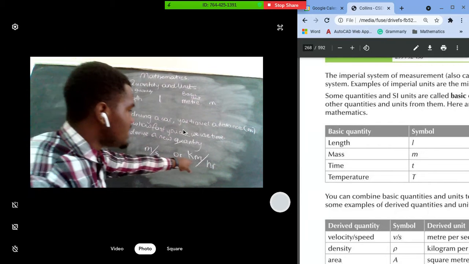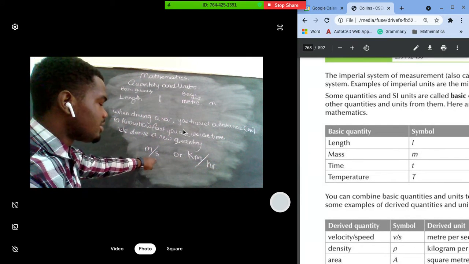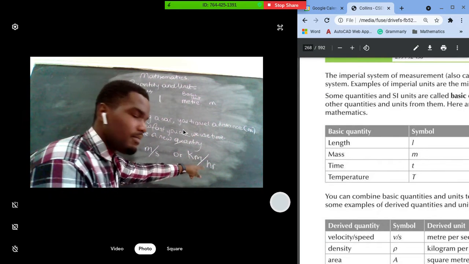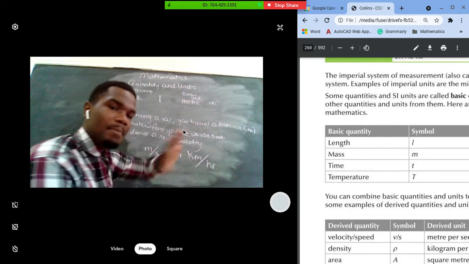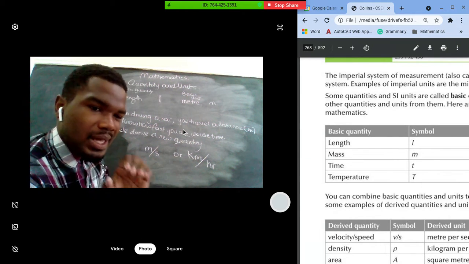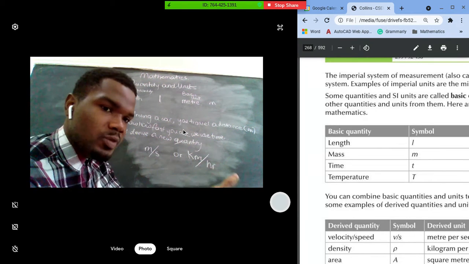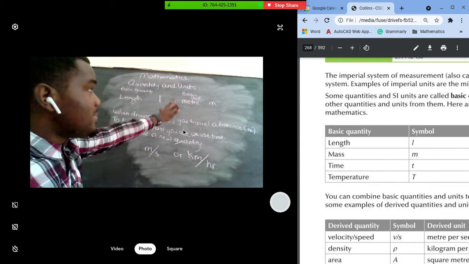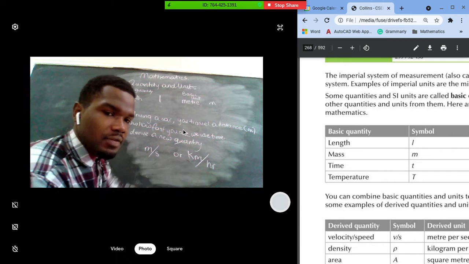Don't you see meter in both? So we see meters per second and we see kilometer. So kilo comes from meter, right? That's why we say meter is the base or it's basic because other quantities come from it. Kilometer comes from meter. Alright? So that's why meter is a basic unit because other units can be derived from it.